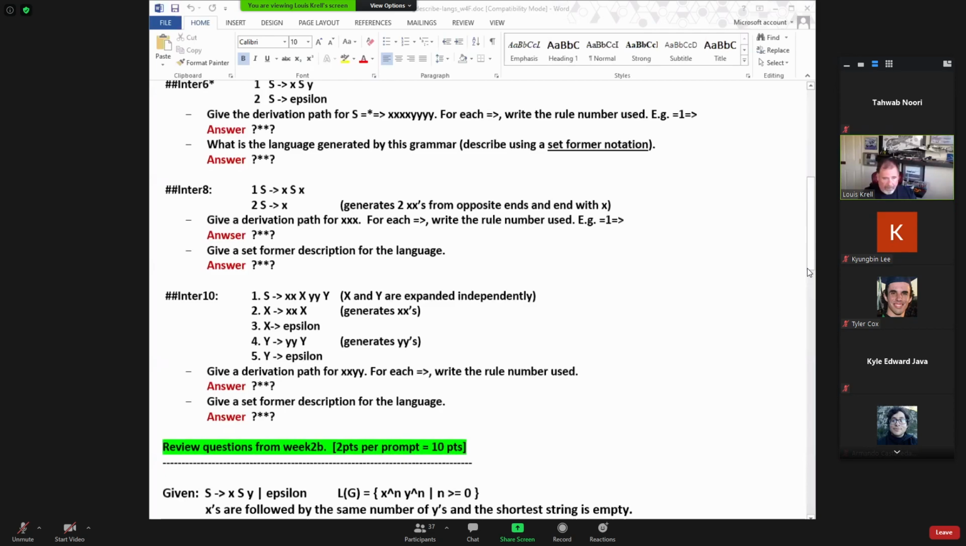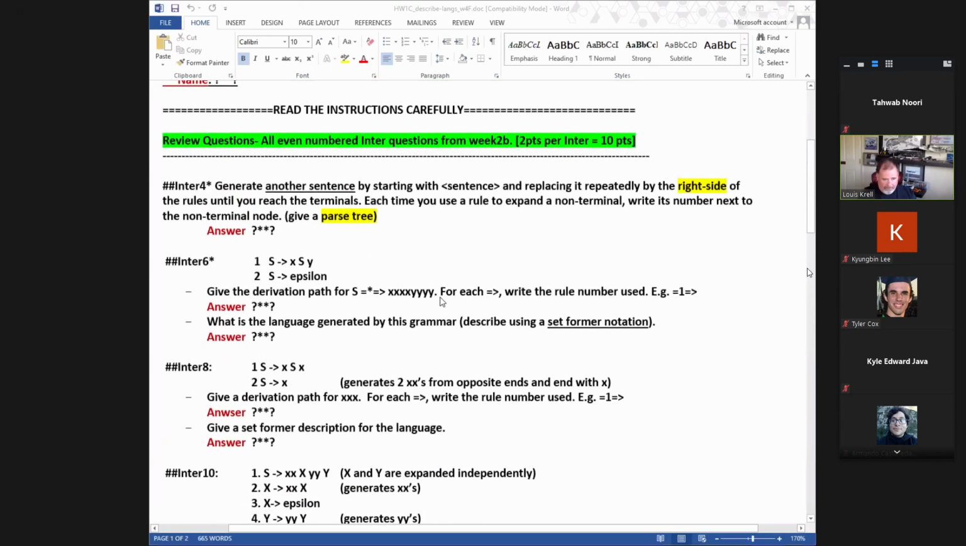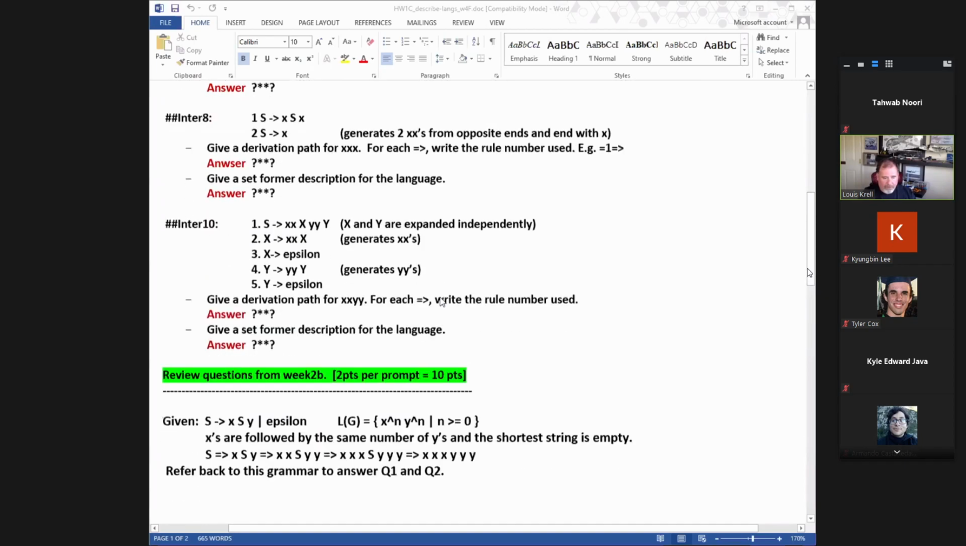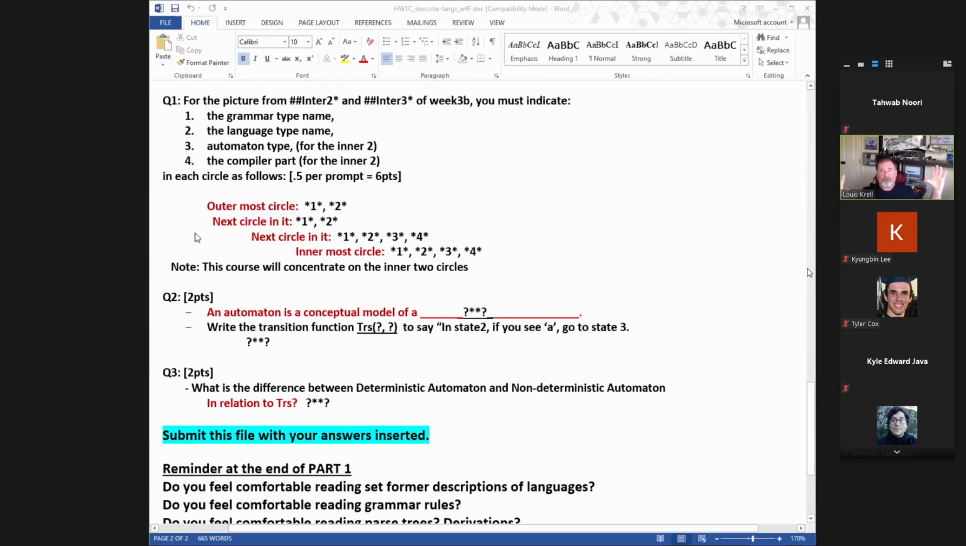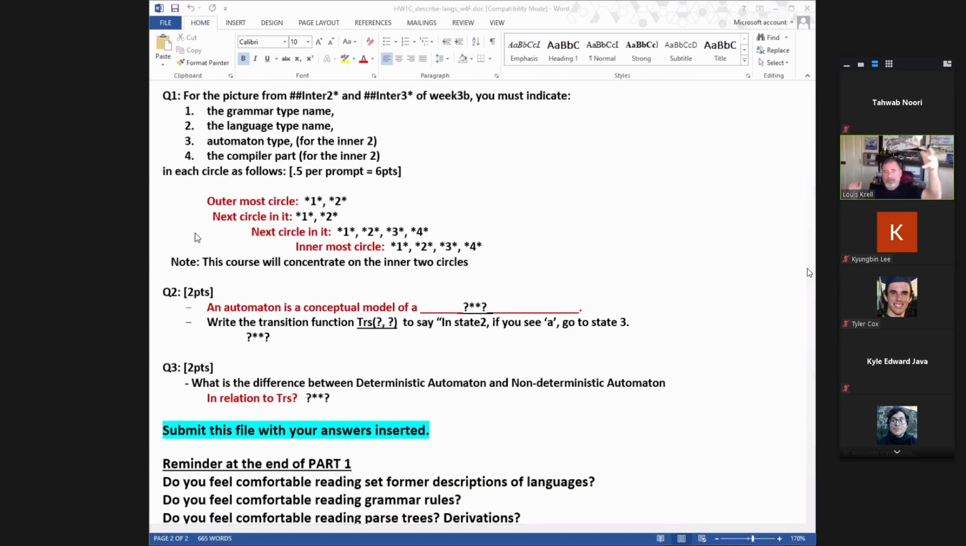Okay, we talked Monday about the different production rules here. Here, you're going to draw that diagram, Chomsky's hierarchy, type 0 on the outside, the innermost being type 3. And what I'm asking you to do for the outermost, which is your type 0, you want to provide the grammar type name and the language type name. And then for the next 2 inner ones, which we're going to focus on for this class, which is our context-free language and our regular languages, you're also going to provide me the automaton type and the compiler part, which we're going to get to momentarily.